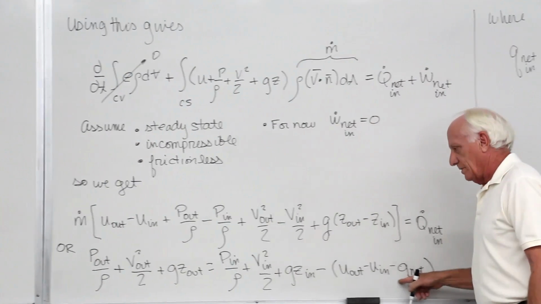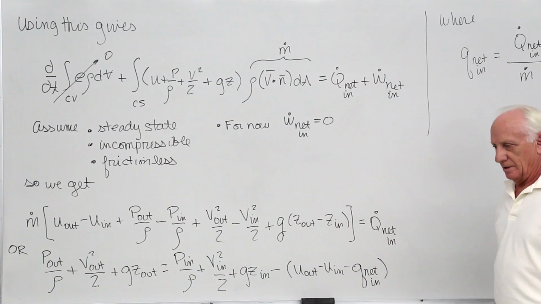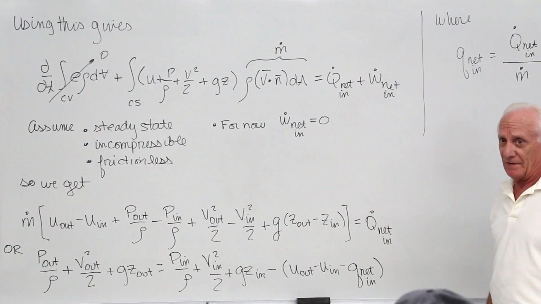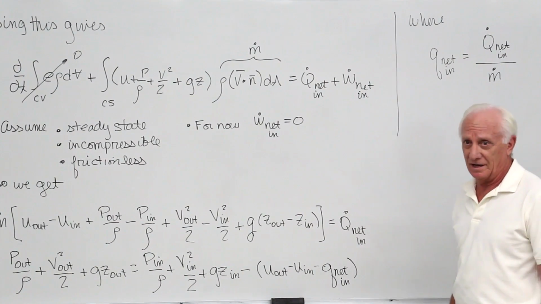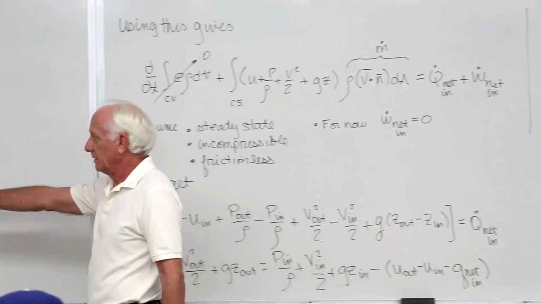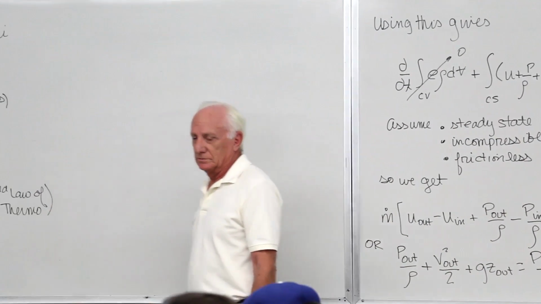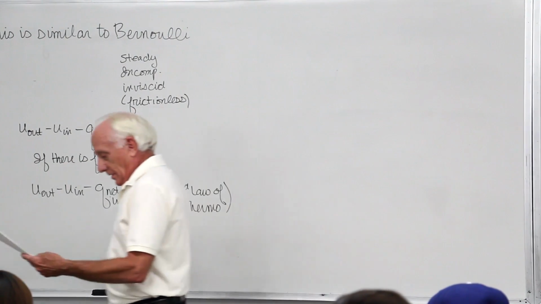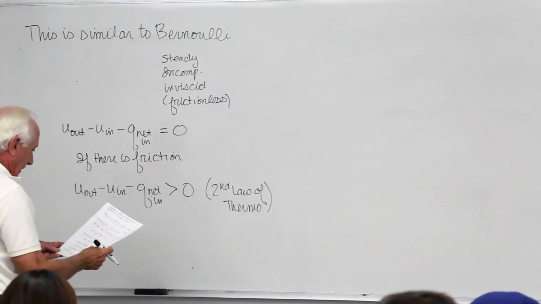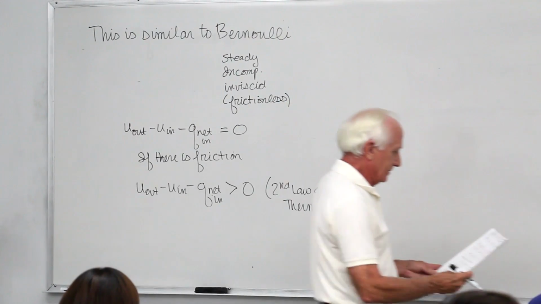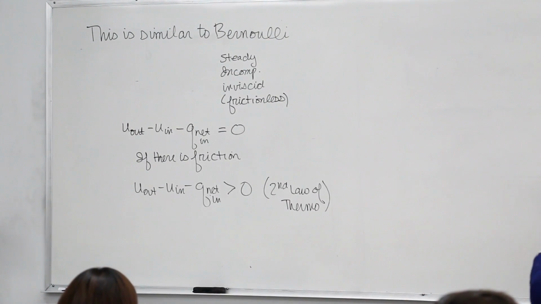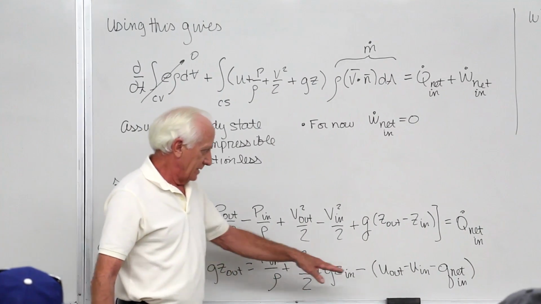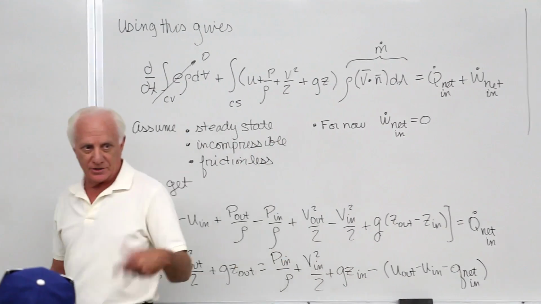This thing always has to be greater than 0. A loss doesn't help you. Friction in your car bearings doesn't make the car go faster. Never. Why not? Second law of thermodynamics. That's why we know it's greater than 0. So we can say this is the energy that leaves, this is the energy that comes in, and this is the energy that's lost due to frictional effects.